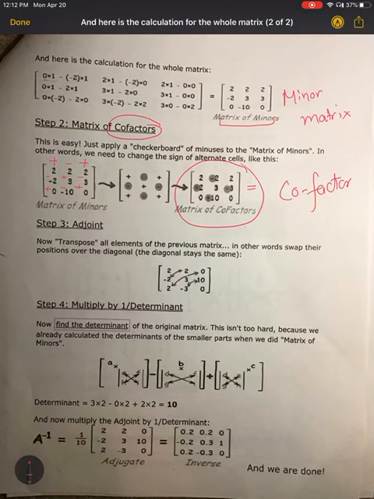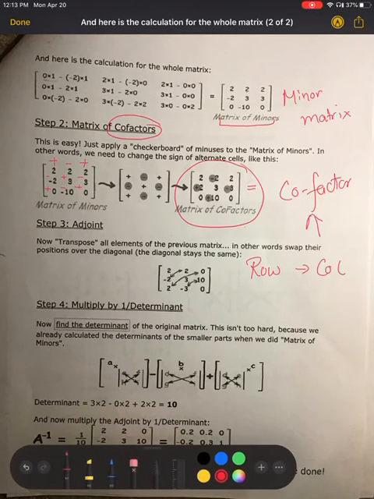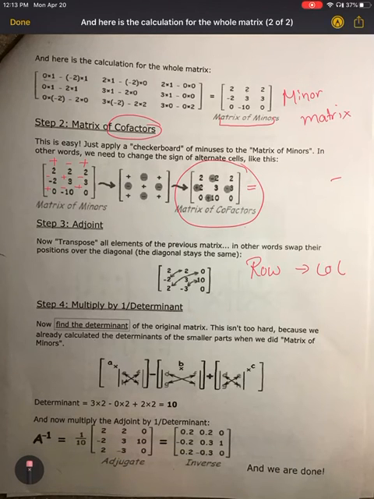Last step, which is the adjoint. Simple. Once you have this cofactor matrix, what you need to do is just switch rows with columns. So every single row, make it a column. Or you can switch columns into rows, whichever way you want to call it. So let me show you how. Let me just put it right by this cofactor.